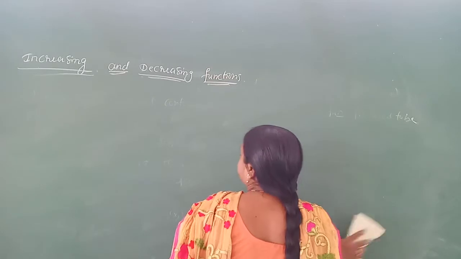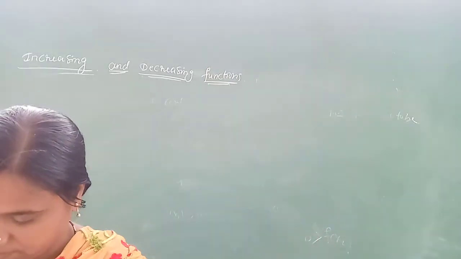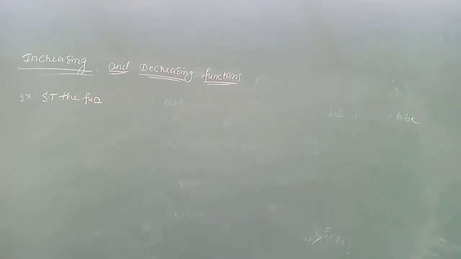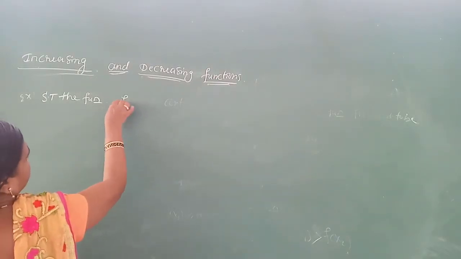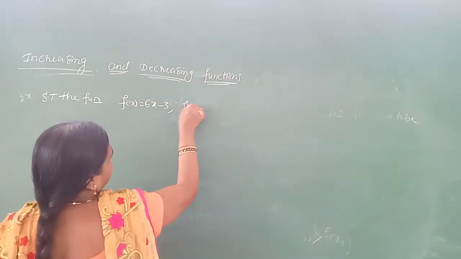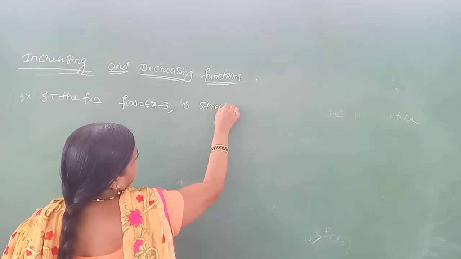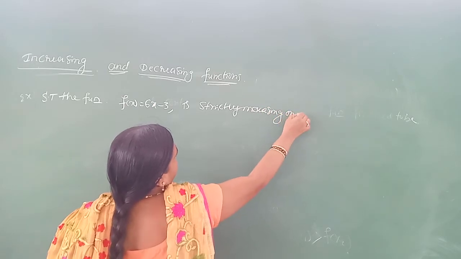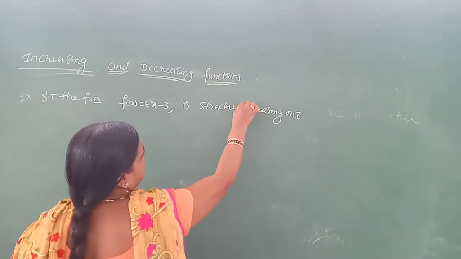Take an example based on this type. Show that the function f of x equal to 6x minus 3 is strictly increasing on R. Strictly increasing on R.